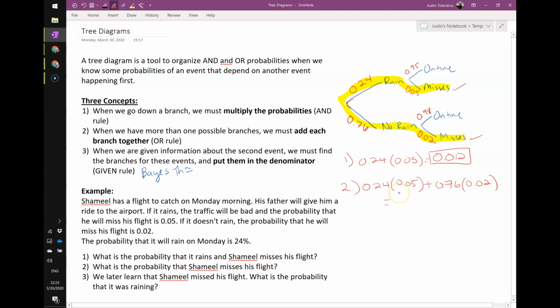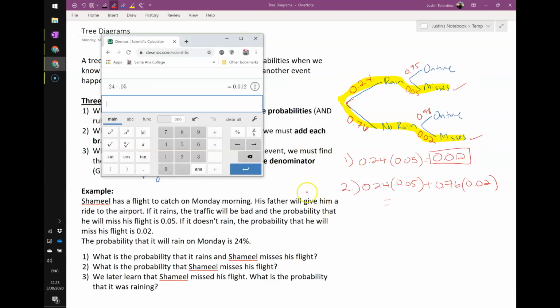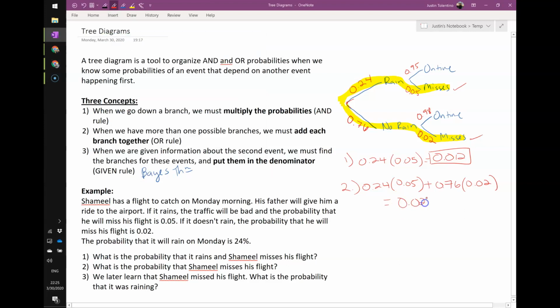Well, let's put this into our calculator. So we have 0.24 times 0.05 plus 0.76 times 0.02, and we get 0.0272. And there's our probability. Notice if it's just one branch, it's just multiplication. If we have more than one branch, now we can add those branches together. So let's look at the third type of problem.